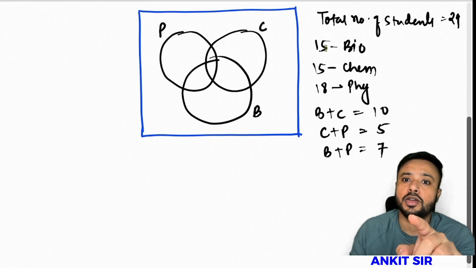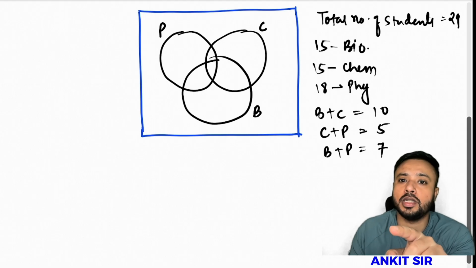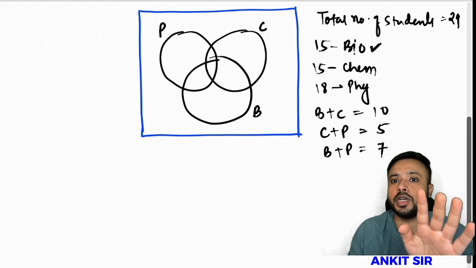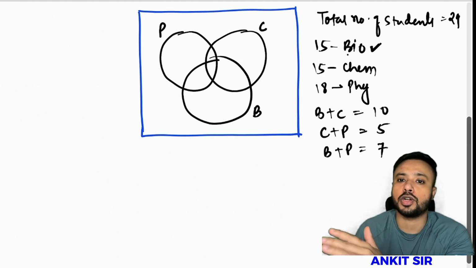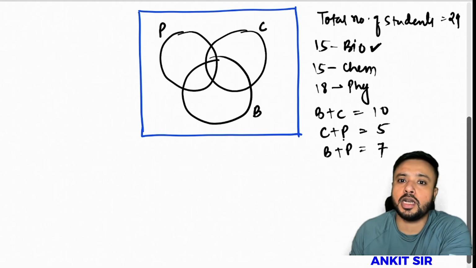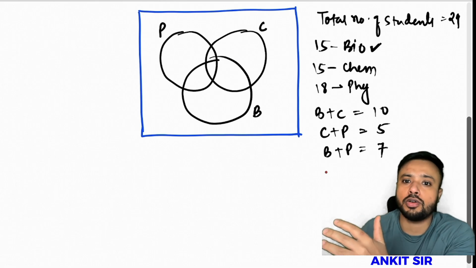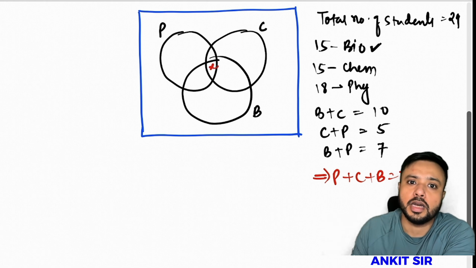That's why the overall number is going beyond 29. When the teacher asked how many students study bio, these 15 students study bio, but along with bio they also study different subjects, either physics or chemistry. There are few students who study all three, so that number is not given to us. To figure out that number, I consider physics plus chem plus bio as x. So I'm going to write here x.